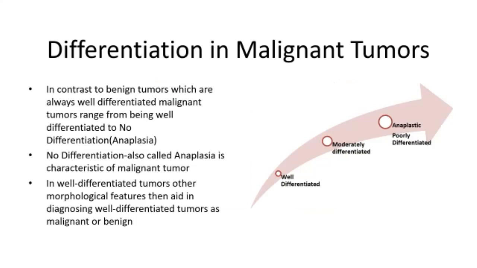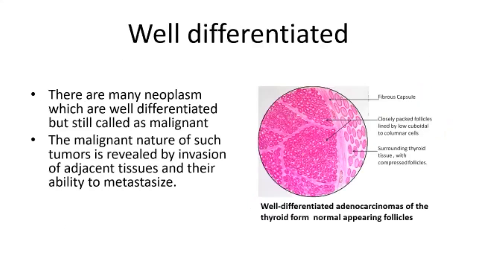The well differentiated tumors have nuclear changes which say they are malignant, but otherwise they look like normal components. Benign tumors are always well differentiated, while the differentiation in malignant tumors can range from well differentiated to moderately differentiated to poorly differentiated. Well differentiated tumors have morphological features which are similar to their benign counterparts.